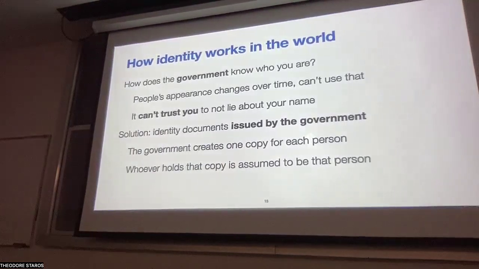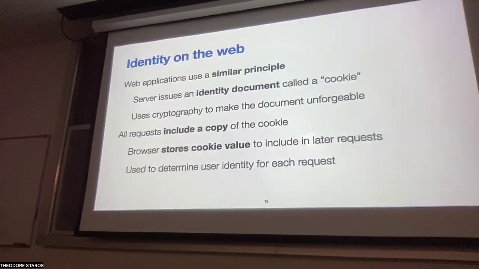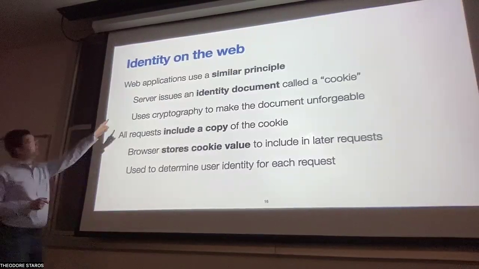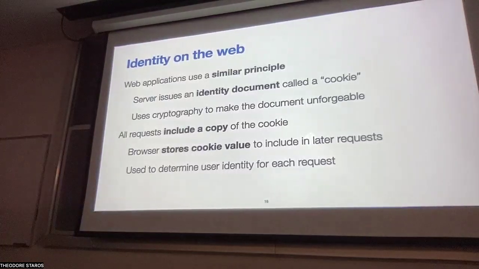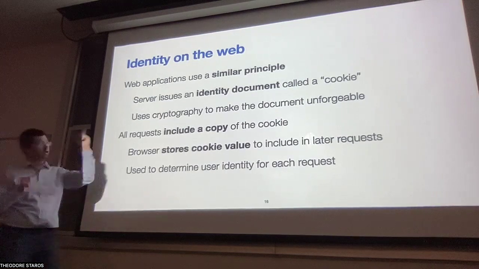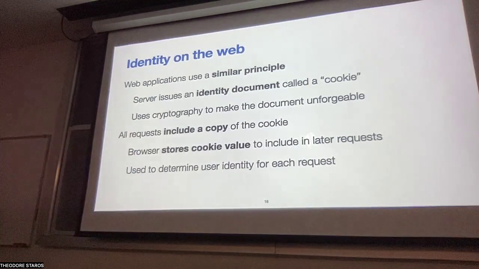The reason I go through driver's licenses, which hopefully are intuitive, is because on the web, this actually works the same way. Every server on the web issues a unique identity to you, the user. That unique identity is called a cookie. No one knows why it is called a cookie. No one knows. People have tried to find it.